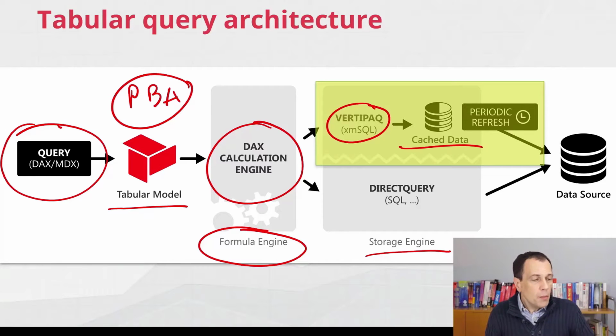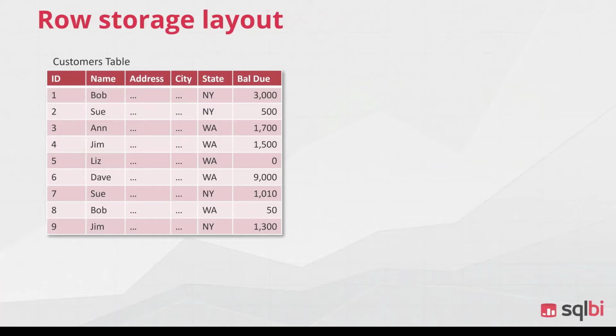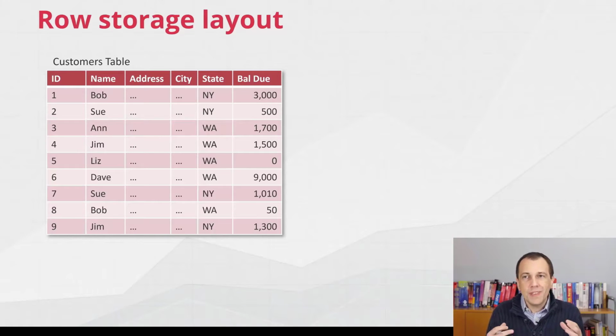So, based on this structure, if we move forward, we can think about the differences between the storage of the data in a regular relational database that stores data row by row and how the data is stored in VertiPaq, which stores the data column by column. So the first big difference is that the organization of the data is different.